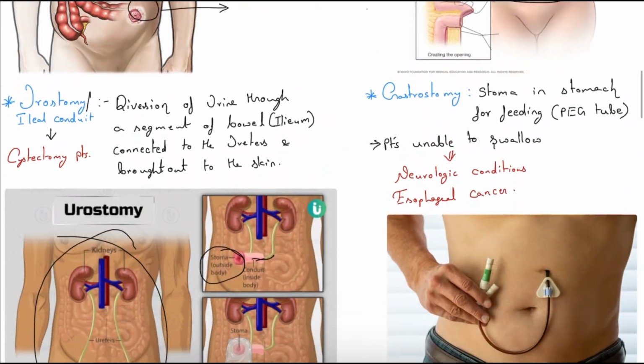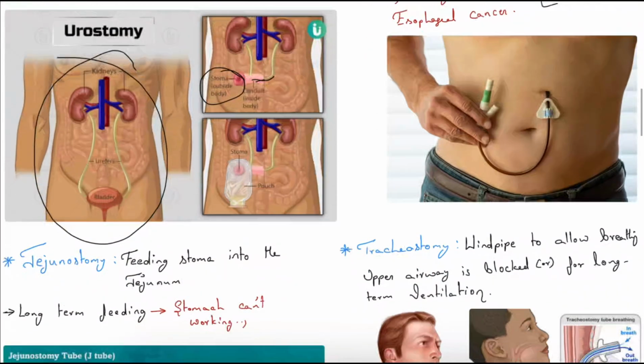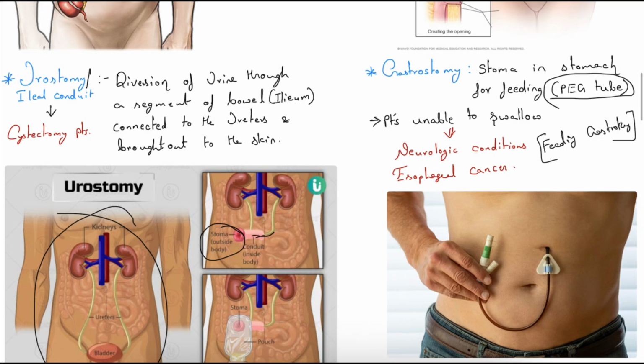Okay. Next we can see gastrostomy. Gastrostomy means a stoma in the stomach for feeding, like a PEG tube. If the patient is unable to swallow, or has neurological conditions or esophageal cancer, then we use gastrostomy, an opening from the stomach to the skin, for a PEG tube, or we can call it feeding gastrostomy. So these are the things we call gastrostomy.